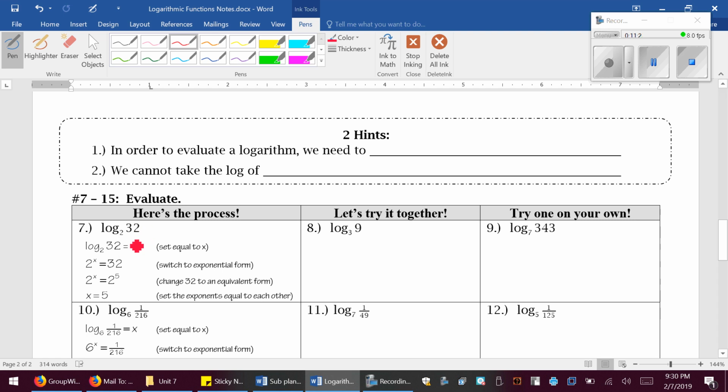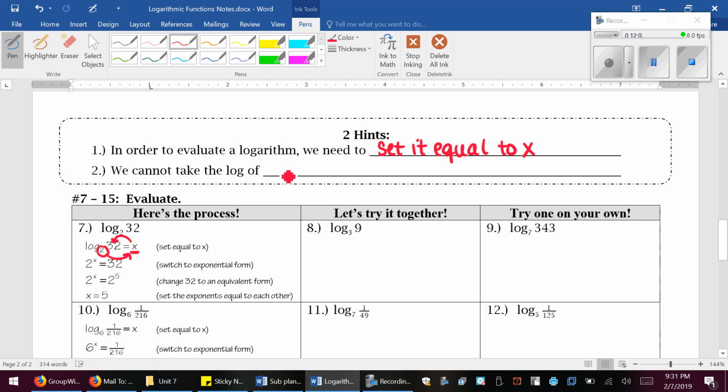The problem is that in order to switch this to exponential form, we have to set it equal to a variable, and I'm going to pick x. This is one of the hardest parts for students on a test because I can't tell you to do this part. You just have to know that you're going to set it equal to x. Then you're going to switch it to exponential form. So this one is 2 to the power of x is equal to 32. And like yesterday, we can take 32, change it into 2 to the 5th power, because if the bases match, then the exponents have to match.